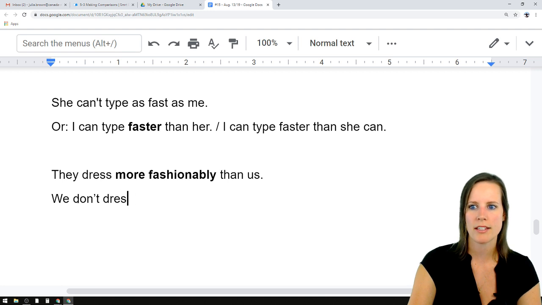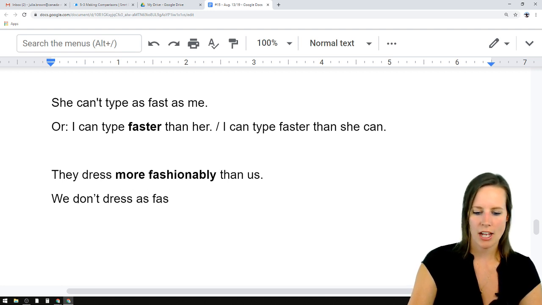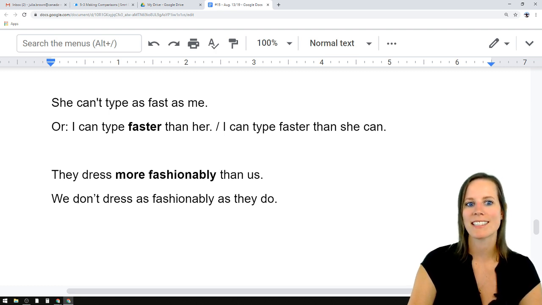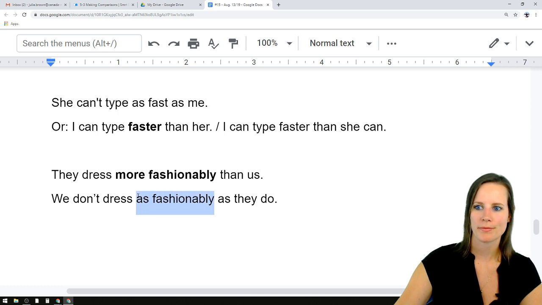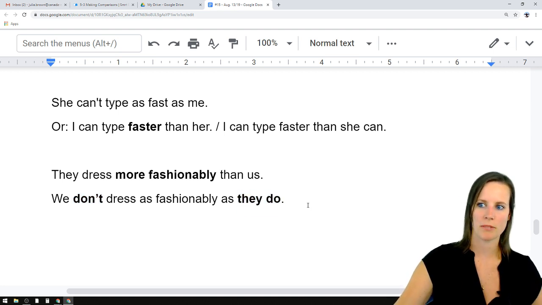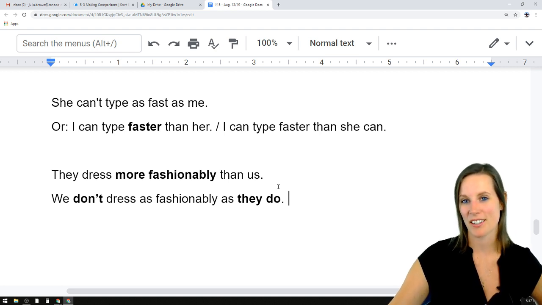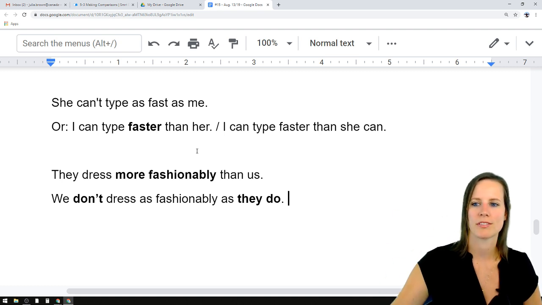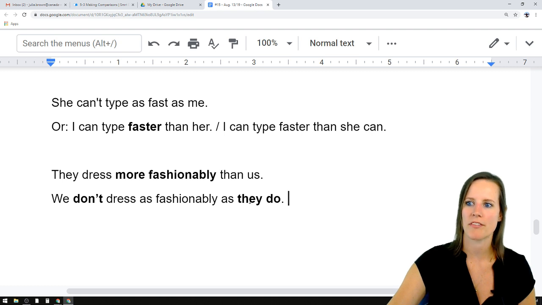We don't dress as fashionably as they do. Perfect. We do not dress as fashionably as they do. Okay, that's the proper way. We have our negative, because this means that they dress more fashionably than us. I know it's a bit hard, it's a bit complex to do the change. You have to kind of really think about the order of the nouns, okay?